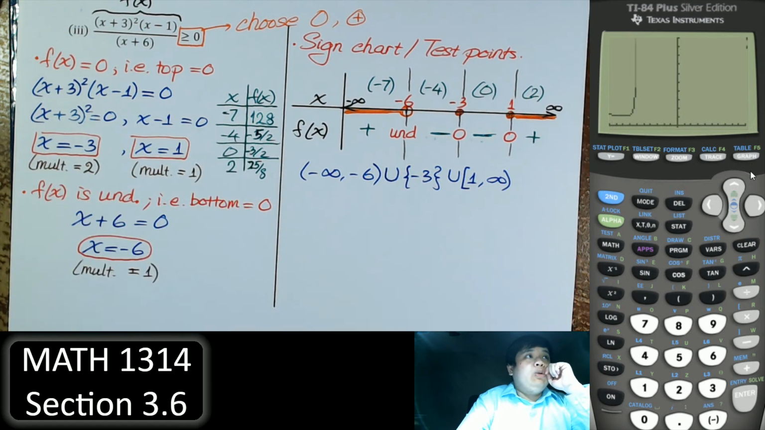In that case, we will see that it is positive up to -6, and then undefined at -6. After that, it will be negative and then positive. Right, so that checks.